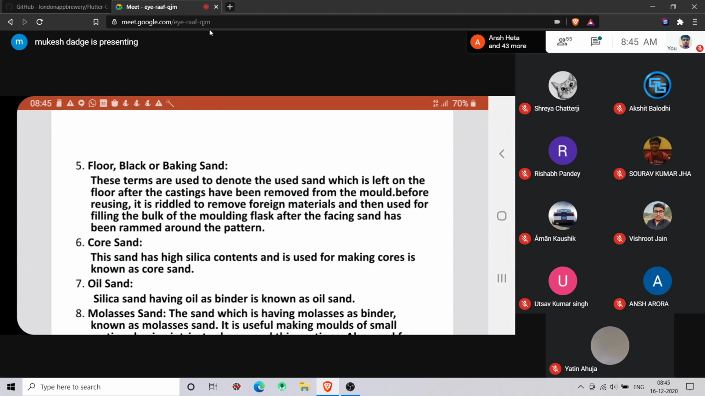These terms are used to denote the used sand which is left on the floor. Whatever falls on your floor, that is floor sand. They are again using that one. After the casting has been removed from the mold, before reusing, it is riddled to remove foreign materials. With the use of a riddle, you remove any foreign material. It is used for filling the bulk of the molding flask after facing sand has been rammed around the pattern.